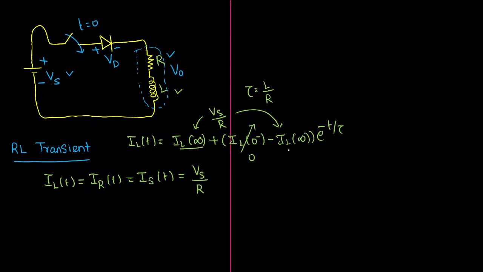See, Vs by R minus Vs by R into e power minus t by tau. I am taking Vs by R out. So it will be Vs by R into 1 minus e power minus t by tau, where tau is equal to L by R. This is the expression for the current flowing through the circuit.